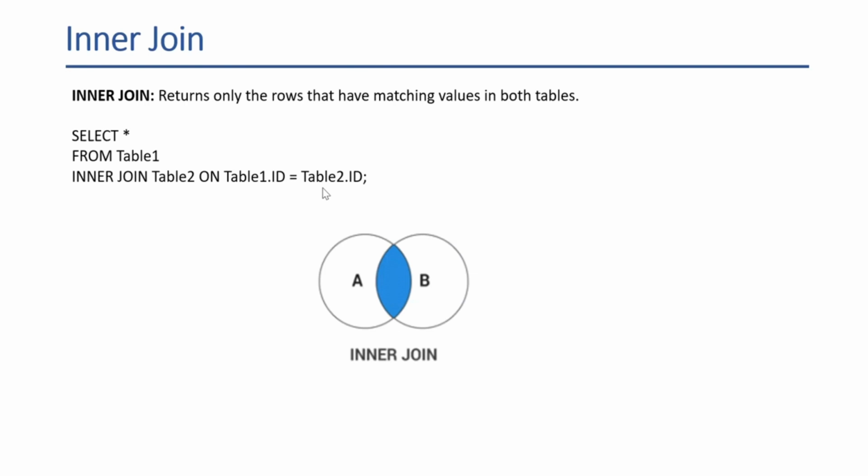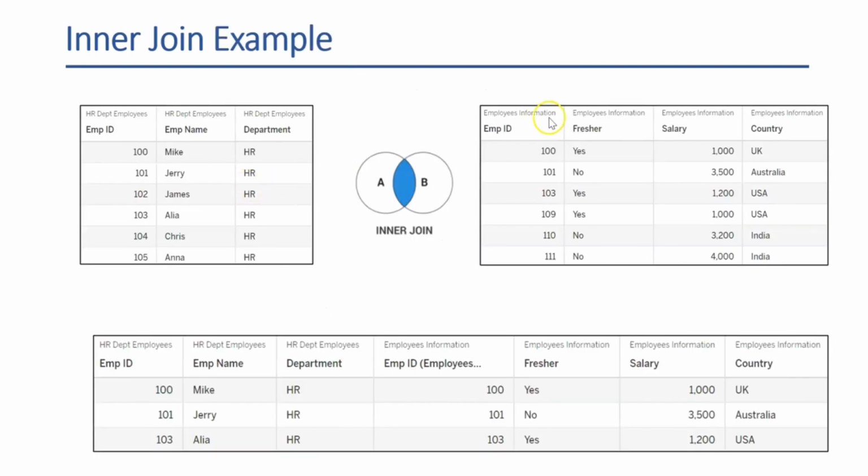Now let's see the example. Here we have the HR department table, and here we have the employee information table. In the HR department table we have the employee ID, employee name, and the department, and in the employee information we have the employee ID, whether that employee is a fresher, the salary, and the country. Inner join, as I mentioned, gives you the common rows from these two tables. So in this scenario, you have 100, 101, 102 on one side, and 100, 101, 103 on the other. 102 is not available here, so 100, 101, and 103.